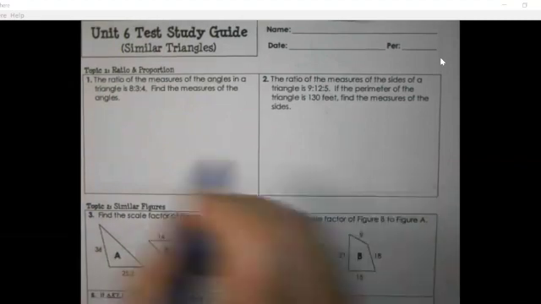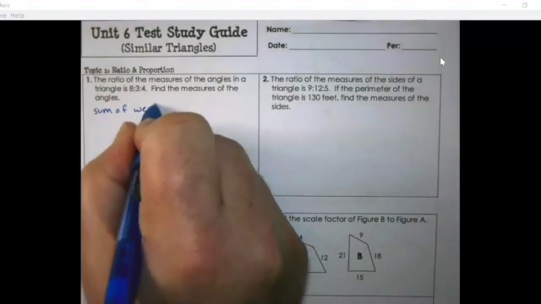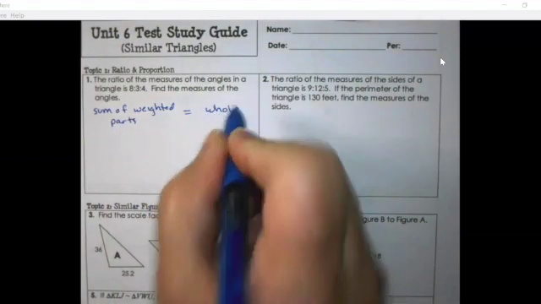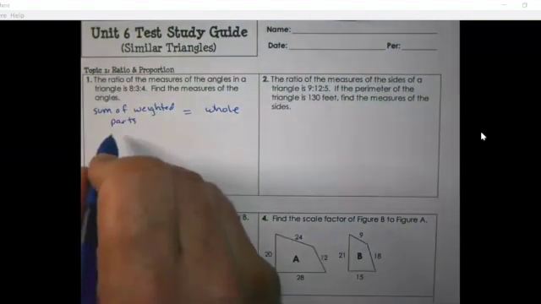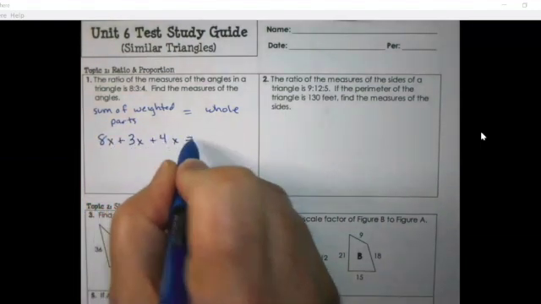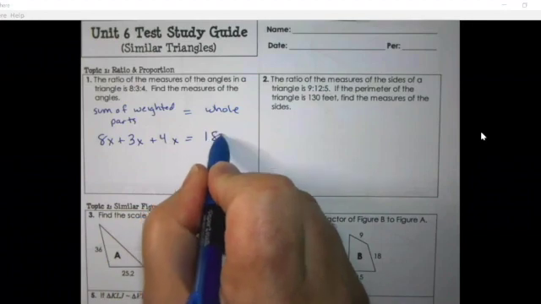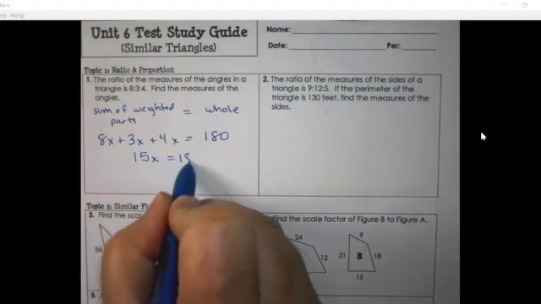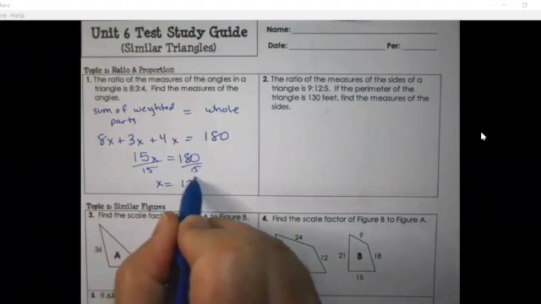The first two questions are when we talked about the sum of the weighted parts equals the whole. So in this case, when we have 8, 3, and 4, we know that we can say 8x plus 3x plus 4x equals the whole. Since these are measures within a triangle, we know the whole is 180 degrees. That gives us 15x equals 180, divide by 15, and we get x is equal to 12.